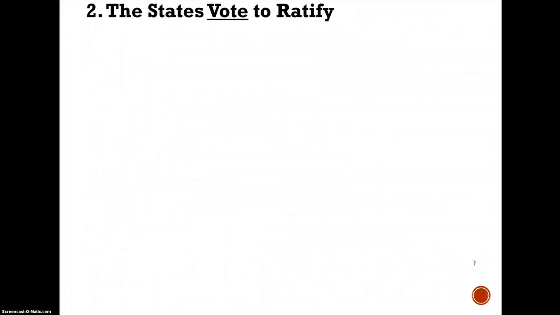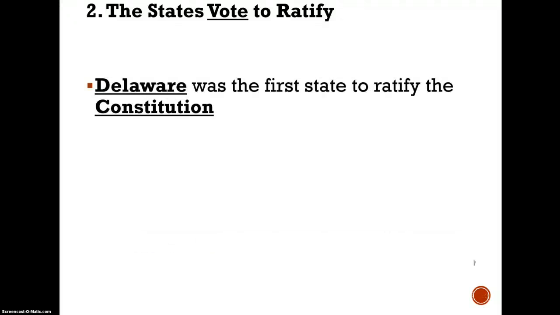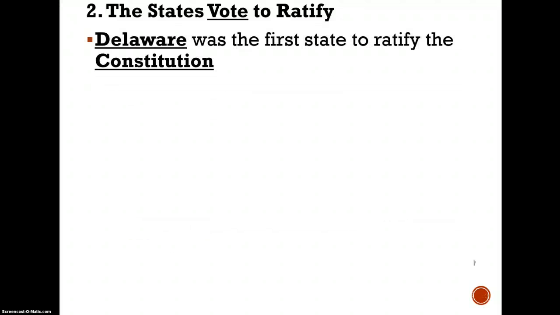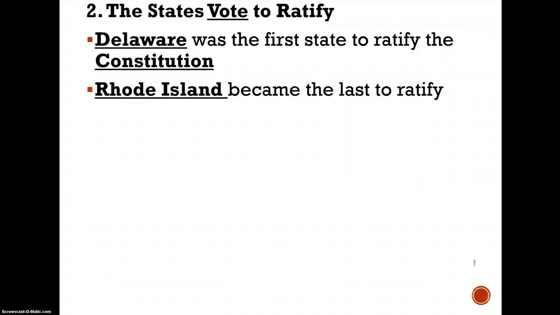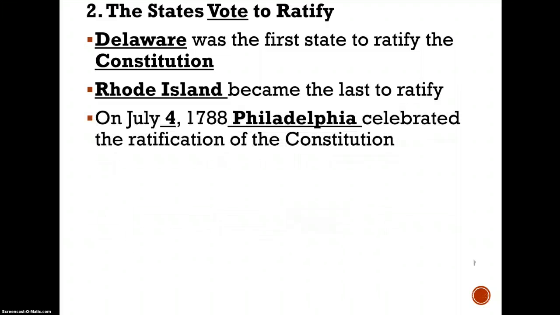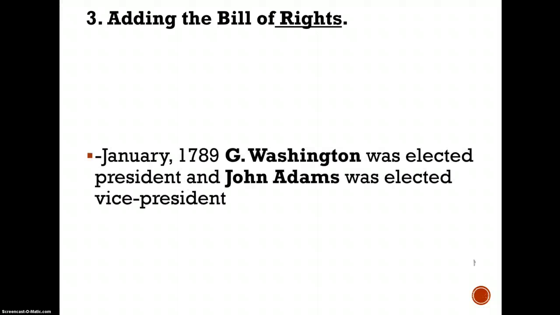So how did the states ratify the Constitution? Delaware was the first to ratify the Constitution, to agree with it. Later on, Rhode Island came along, and that gave the necessary votes for the Constitution to be passed. So July 4th, circle this date, 1788 in Philadelphia, the Constitution was ratified. What was needed was a Bill of Rights, and because the Bill of Rights was added, it made the anti-federalists more comfortable with passing the Constitution.